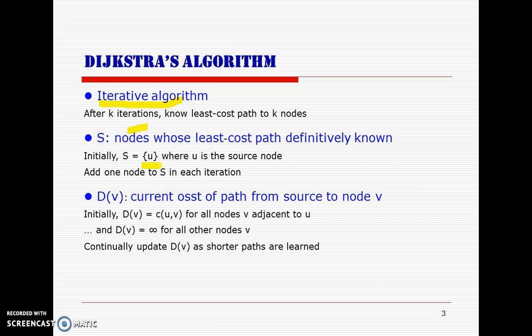If you recall the earlier slide, u is the source node, and we add one node to s in each iteration. d of v is the current path cost from source u to node v. Initially, d of v equals c of u comma v for all nodes v adjacent to u, and d of v equals infinity for all other nodes, and we continually update d of v as shorter paths are learned.